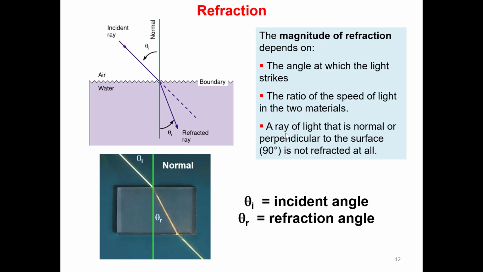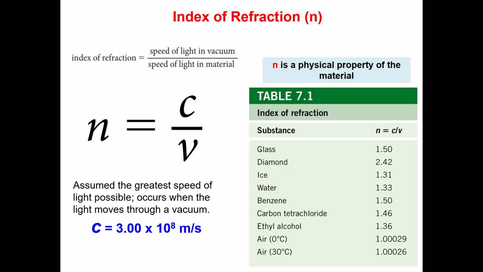If the ray of the light is perpendicular to the surface, along the normal line, it is not possible to see any refraction. And there is one quantity that is defined in terms of the incident angle and the refraction angle. And this is called the index of refraction.